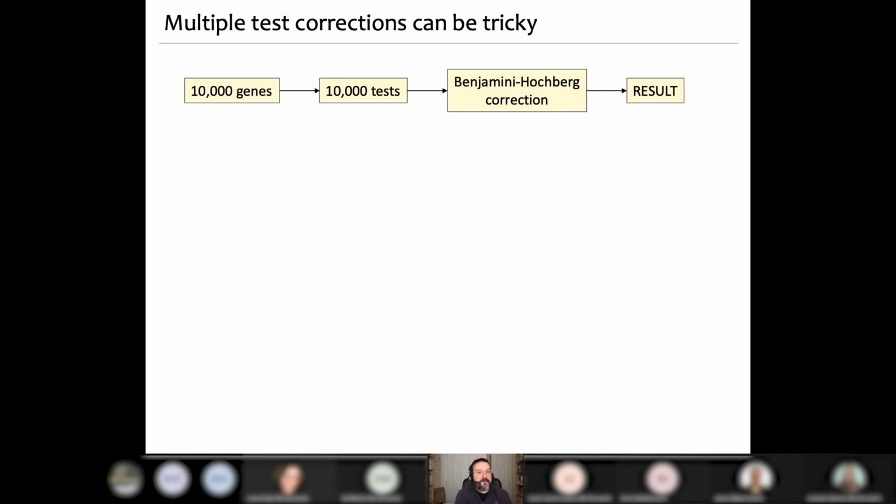You had a whole lecture about this. You know how to do this. When you have 10,000 genes, you perform 10,000 tests. You use a Benjamini-Hochberg correction method, and you get a result, which is all nice. But in real life, experiments are complex, and they result in complex multidimensional data.